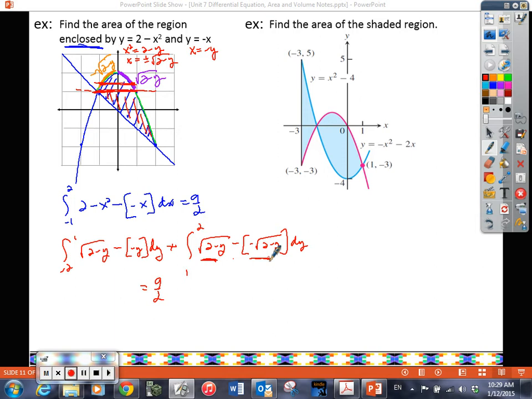My bounds are y bounds. Because why? Because I'm with respect to y. Okay? My y bounds are with respect to y, x bounds are with respect to x. Okay, we're good. Moving on.